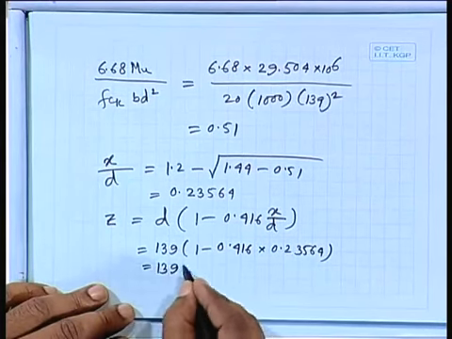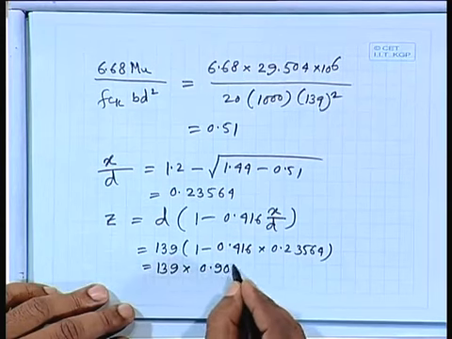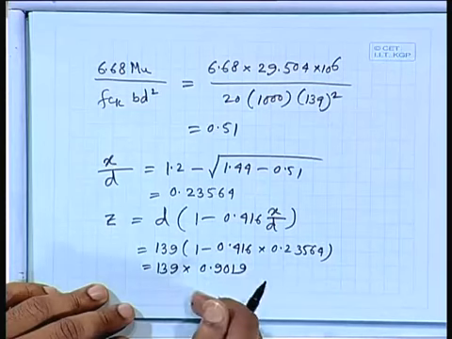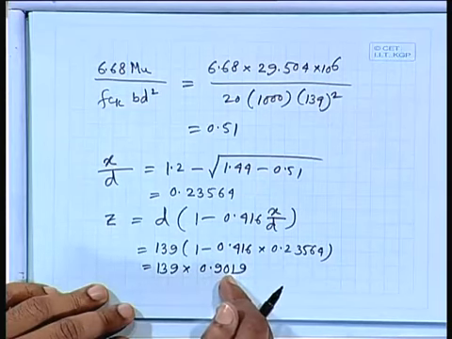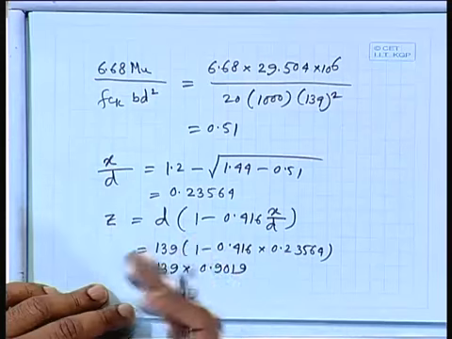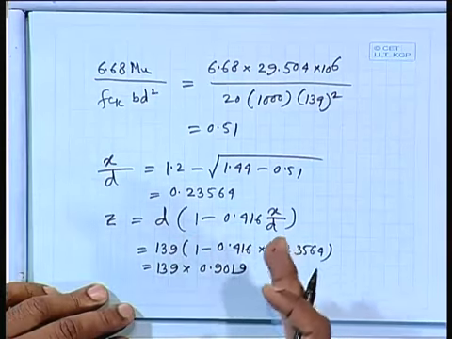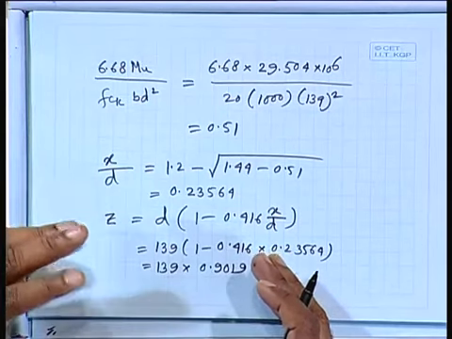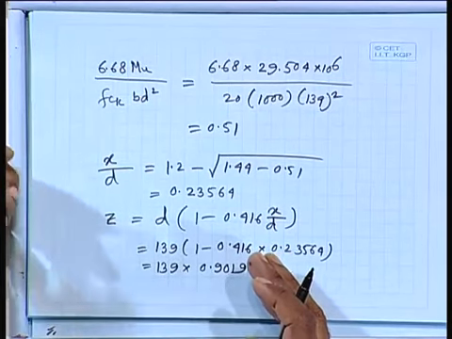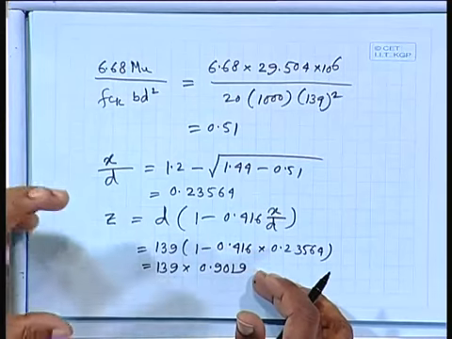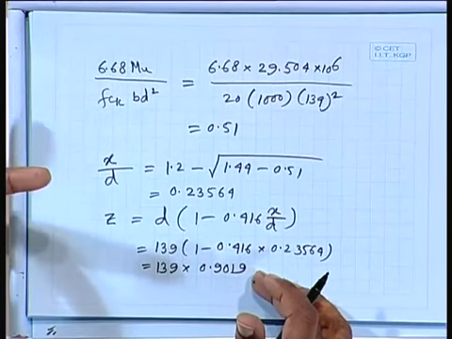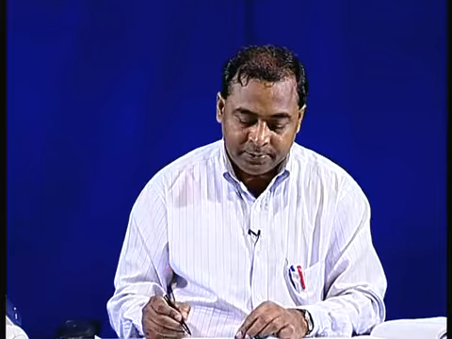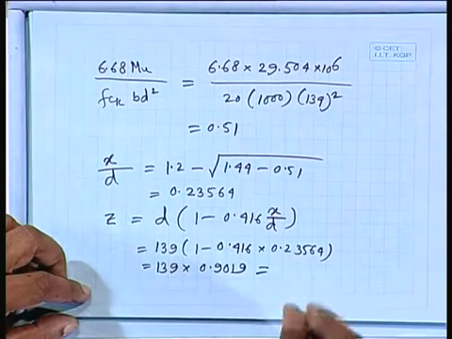Equals 139 times 0.9019. Please note that 0.9019 generally comes between 0.85 d and 0.95 d. Sometimes, if we do not know that and would like to calculate the area of steel, from our experience we can take z, the lever arm, as say 85% of the effective depth or 95% of it. That means that is the range. That's why I have written here what the range could be. That also you should note.